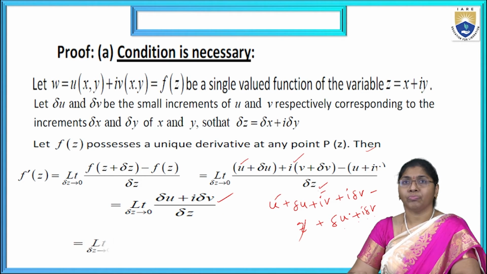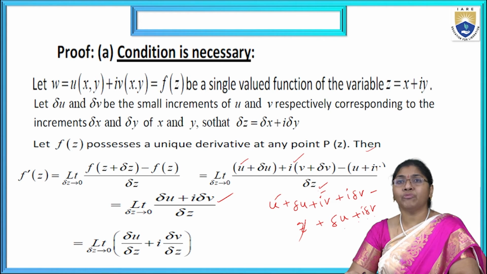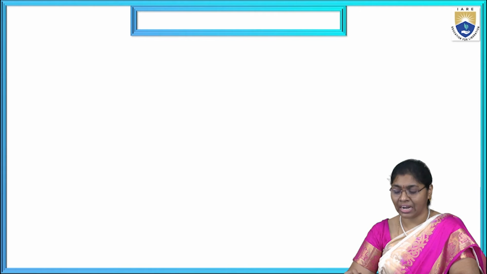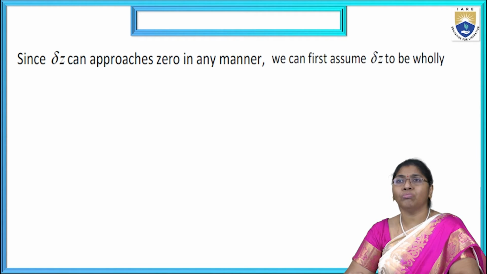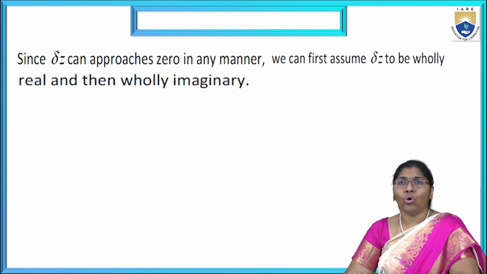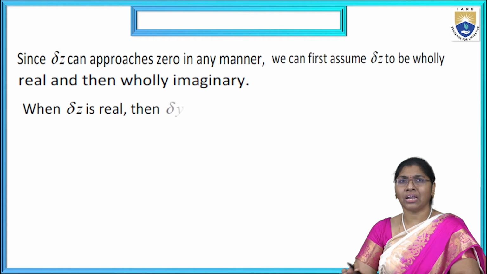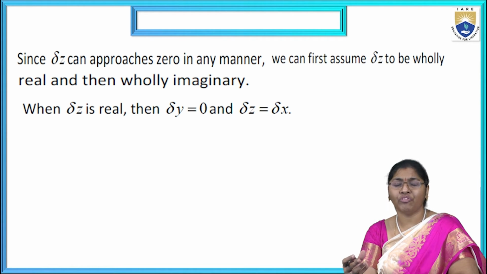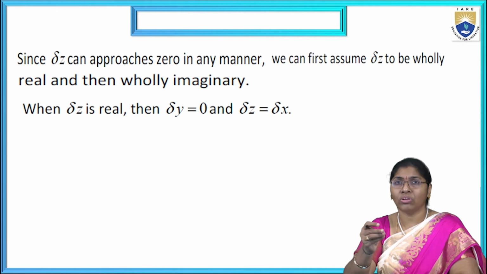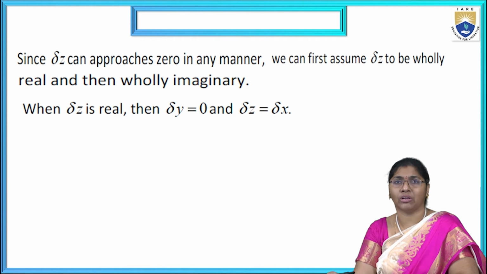Now it is splitting into two parts: delta u by delta z plus i into delta v by delta z. That is the next expansion. Now since delta z can approach 0 in any manner, we can first assume delta z to be wholly real and then wholly imaginary. Delta u is the real part and delta v is the imaginary part.